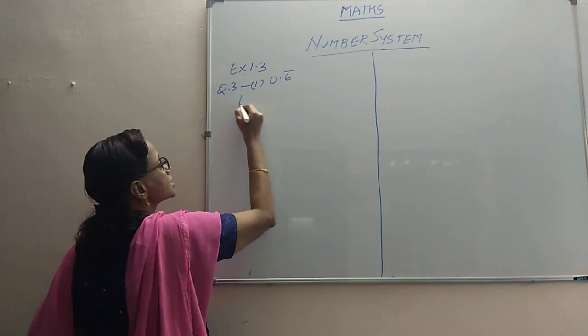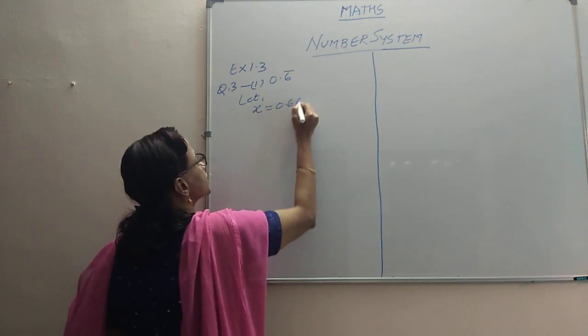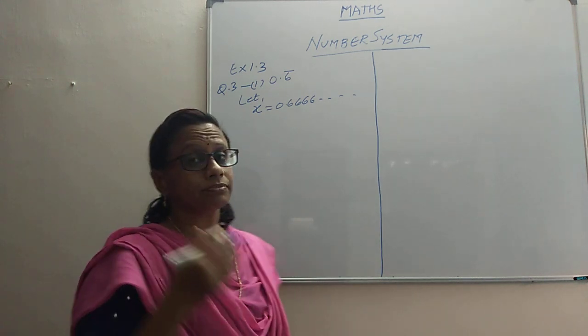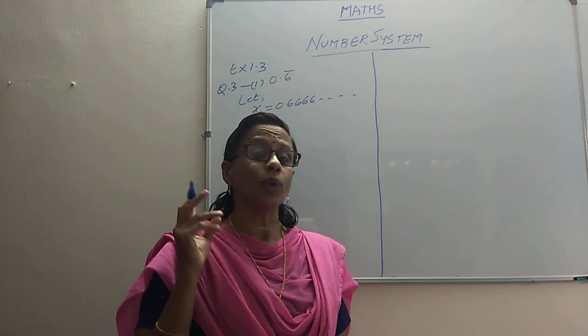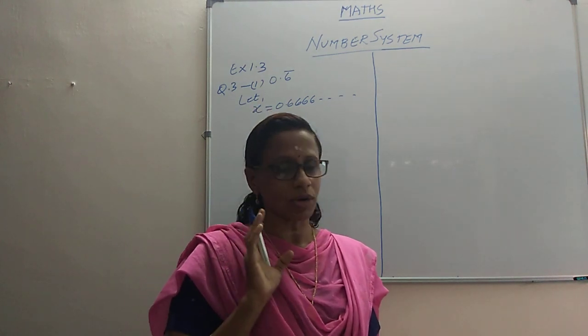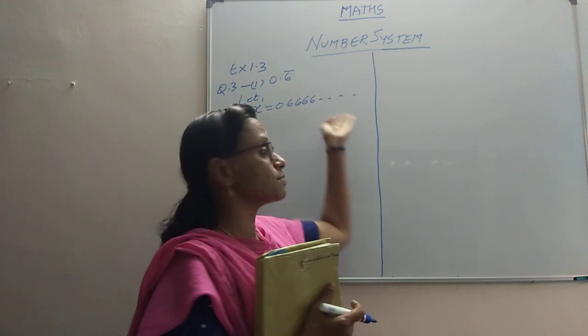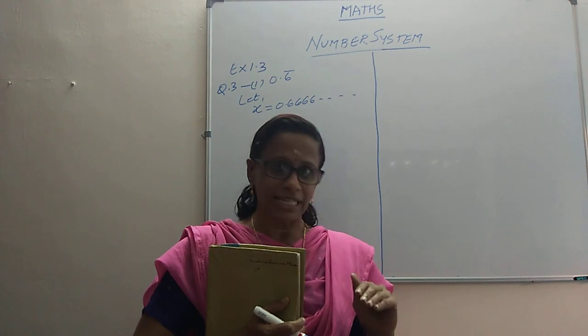Whatever is given to us, we will always assume it as x. Let x be 0.6666, as per what they have given us. Having assumed x, our next step is to check whether the decimal part consists only of recurring digits. Yes, that is what is happening. In the decimal part, we have only the recurring digit 6. So that is confirmed for us.